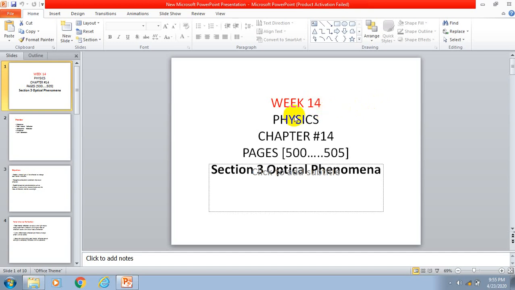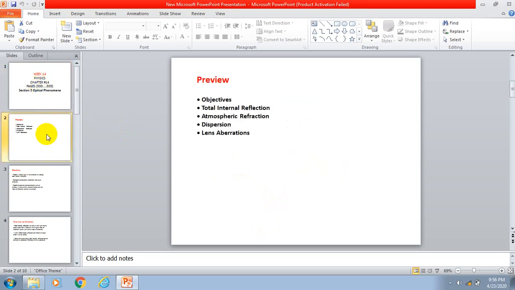We have week 14, physics, chapter 14. The pages we are going to cover for this section range from 500 to 505. Section 3, optical phenomena. Now look, we have a preview regarding this session. The objectives, then total internal reflection, atmospheric reflection, dispersion and lens aberrations.